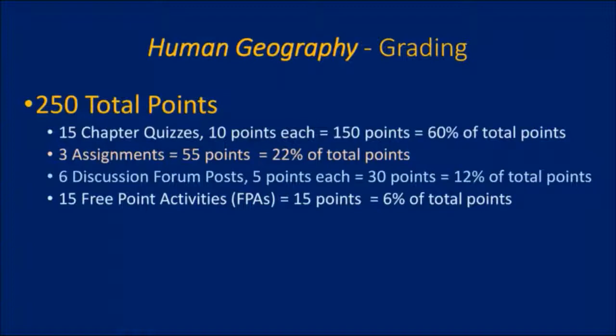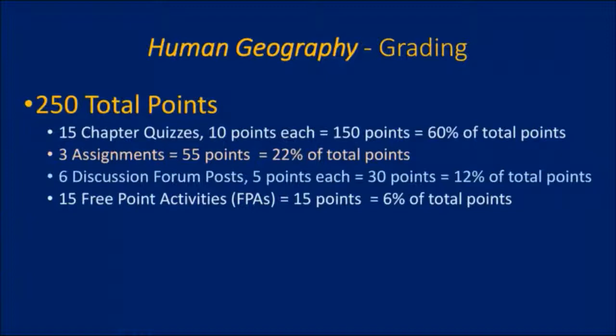In terms of grading, there are 250 total points for the semester. You can find the grading scale in the syllabus, and I'm not going to cover it. But where do these 250 points come from? We've got 15 chapter quizzes, so each chapter has a quiz worth 10 points each, and that's 150 points, or 60% of the total points for the semester.